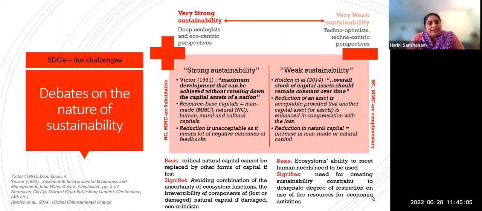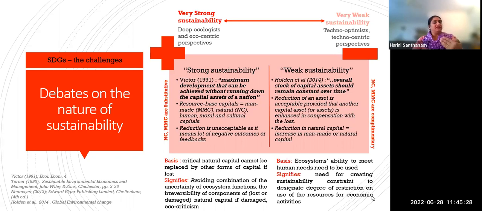Now, there were debates on the very nature of sustainability, as you can see. We are now split as to how we see sustainability. We already discussed this at length the other day. Is it corporate sustainability? Is it environmental? Is it ecosystem? Or is it social? Those different types of debate fed on to the definitions of sustainable development itself.